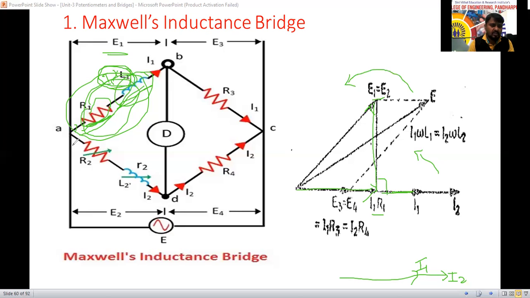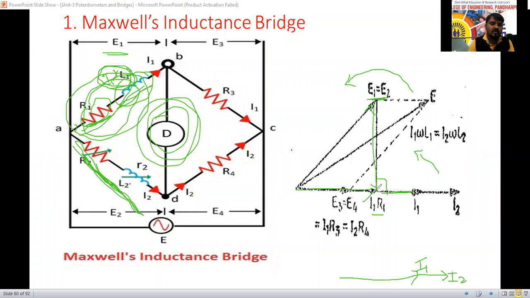Similarly, this branch also has only resistance and inductance, right? Yes, sir. It has only resistance and inductance. So E1 equals E2. Then only the galvanometer will be considered balanced. The potential drop across this and this is the same, so we consider it as the balanced equation. So E1 equals E2, we have written here.